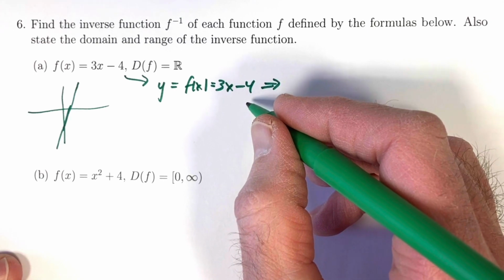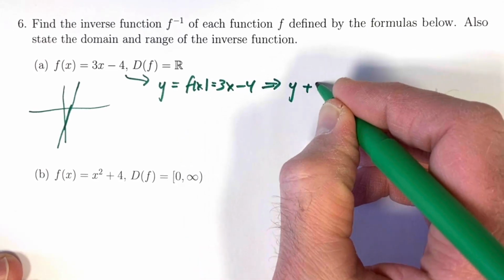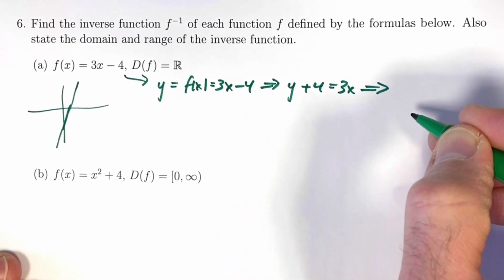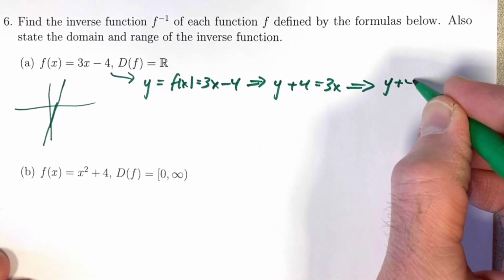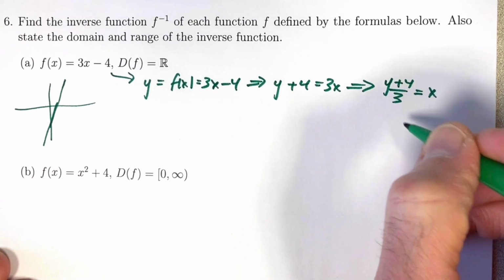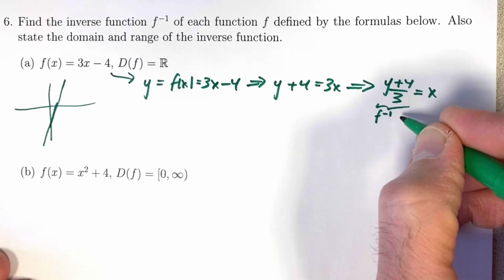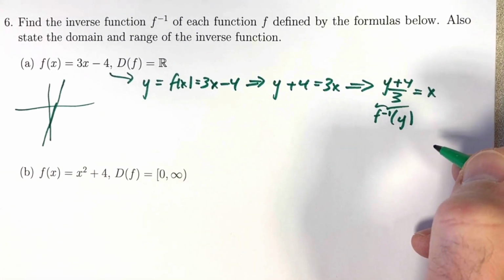Solve for x. So I'm going to add 4 to both sides first and get y plus 4 equals 3x. I'm trying to isolate x. This can always be done with linear equations like this. Now divide both sides by 3. y plus 4 over 3 equals x. And we are effectively done. This would be the inverse function, f inverse, if you let the input be called y. And that would be okay.